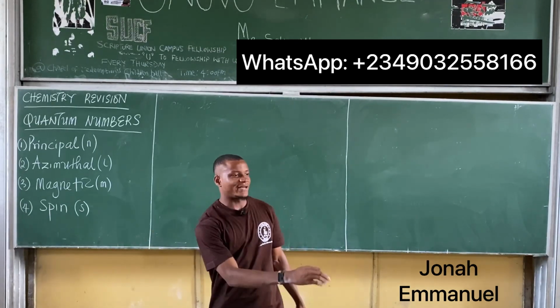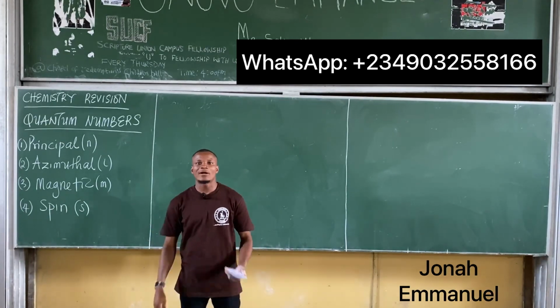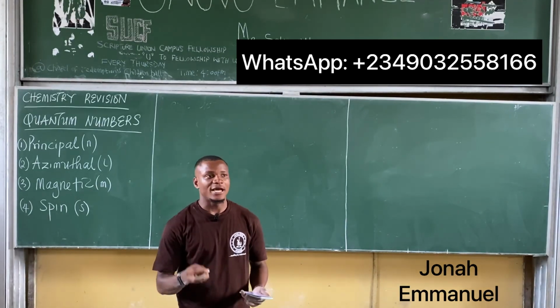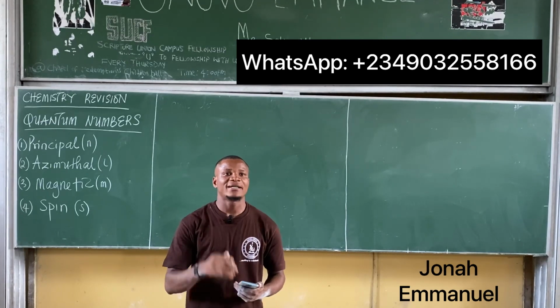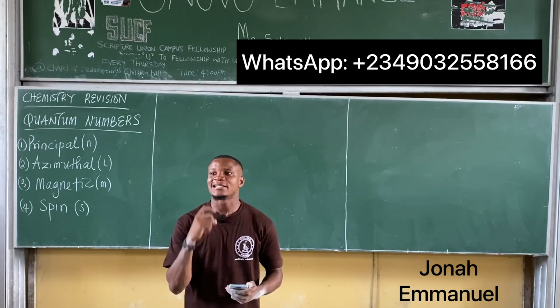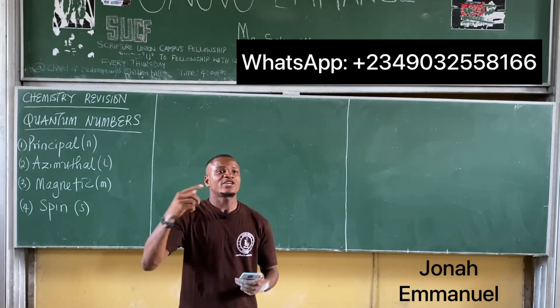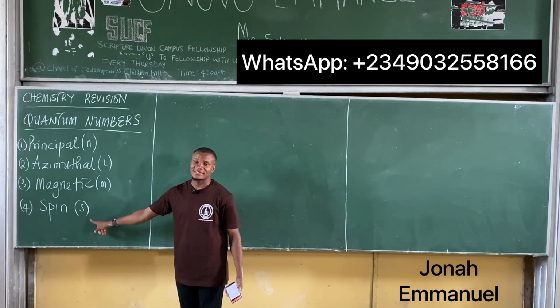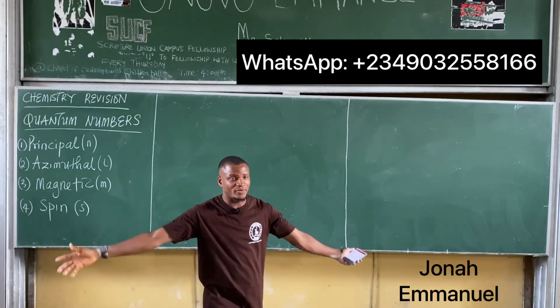So when it comes to this, there are 4 types of quantum numbers. The principal quantum number, that's n. The azimuthal quantum number, that's l. The magnetic quantum number, that's m. And the spin quantum number, that's s. If you check in some texts, they call this ml and this one ms. Whichever they call it, we know what we mean.